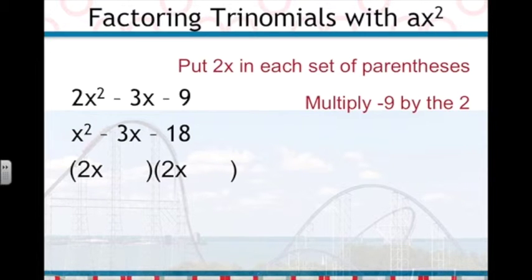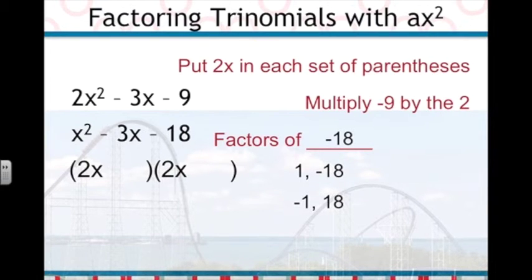Now we need to make sure we use values that will give us a minus 3x in the middle and a minus 18 at the end. To do this, we're going to find factors of negative 18, the new constant term. To factor the negative 18, we need to have one factor positive and one factor negative. So we can start with 1 times negative 18 and negative 1 times positive 18.